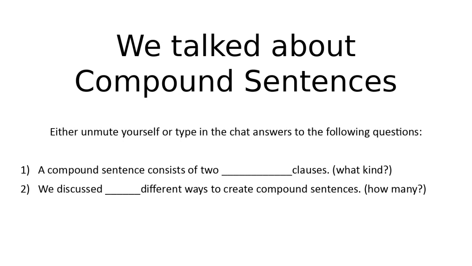Whenever we talked about compound sentences, we discussed the fact that compound sentences consist of two clauses. What kind of clauses make up a compound sentence? Can you either unmute yourself or just type it in the chat? A compound sentence consists of two blank clauses. What kind of clauses?